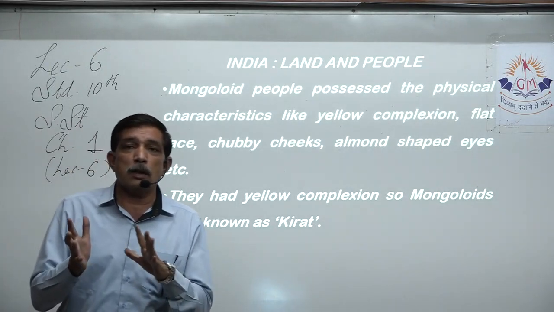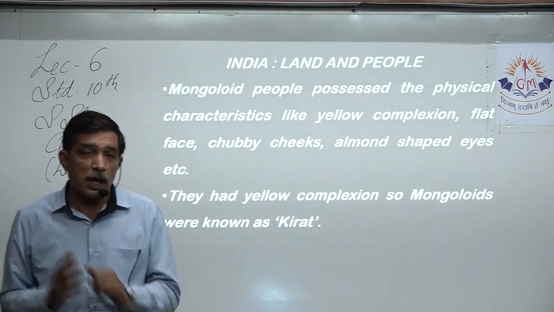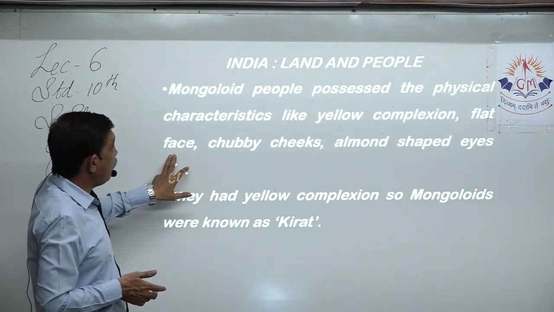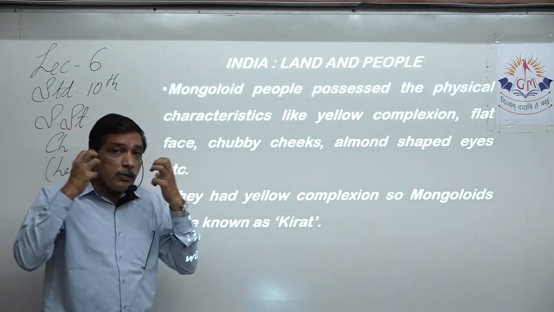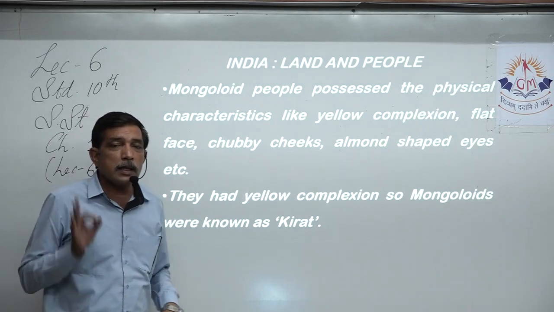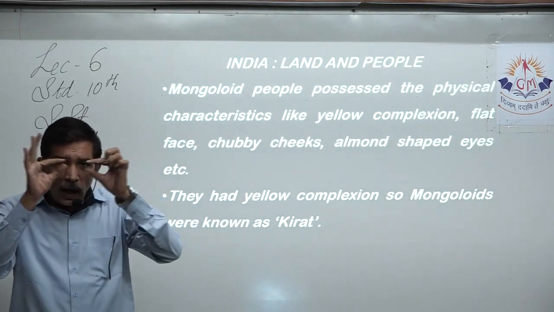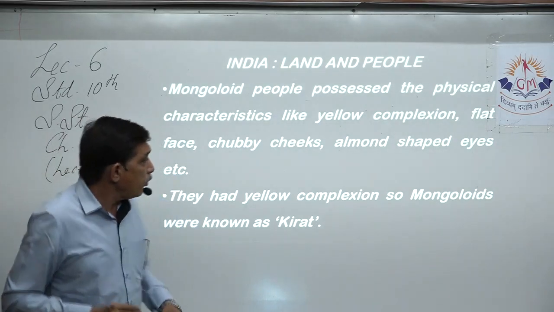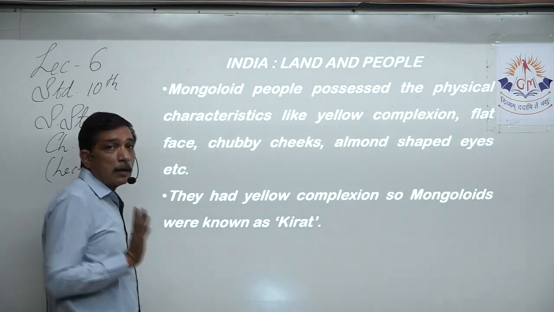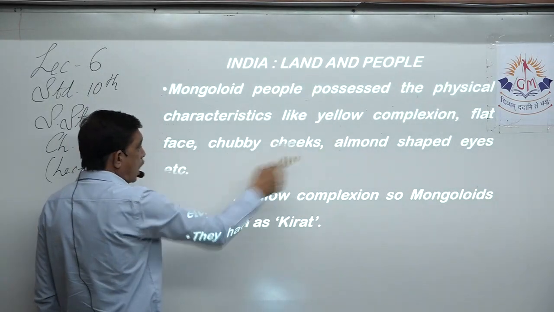Yes, but the physical features of Mongolian people are quite harsher than the Chinese. So they will have a big face, yes, and they will have a flat face, but they will have chubby cheeks coming outside. Yes, almond shaped eyes is the beauty of the Mongoloid tribe. Yes, they have beautifully exact almond shaped eyes. These 4 things are the physical features. What are they? Yellow complexion, flat face, chubby cheeks, almond shape.